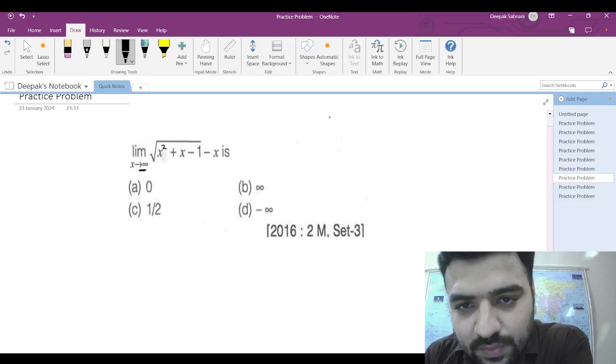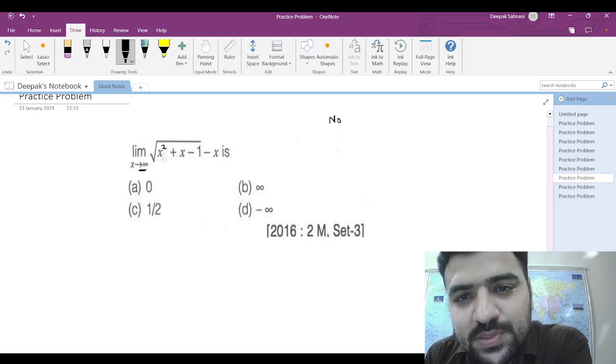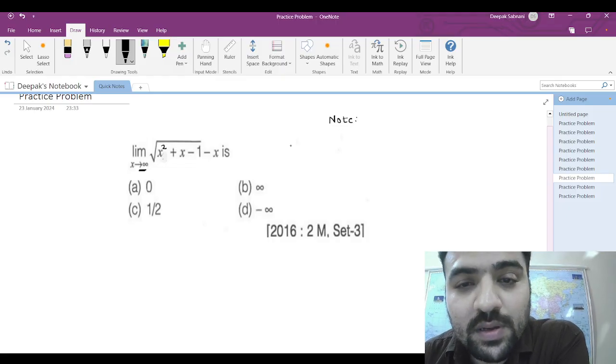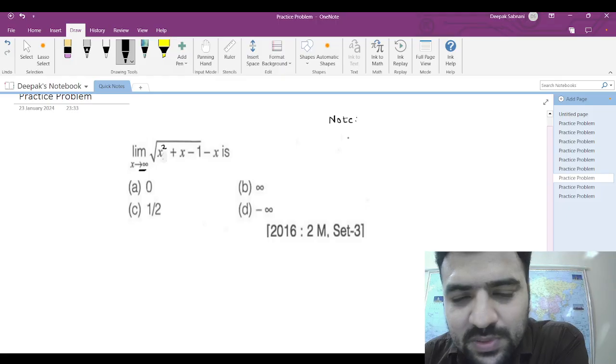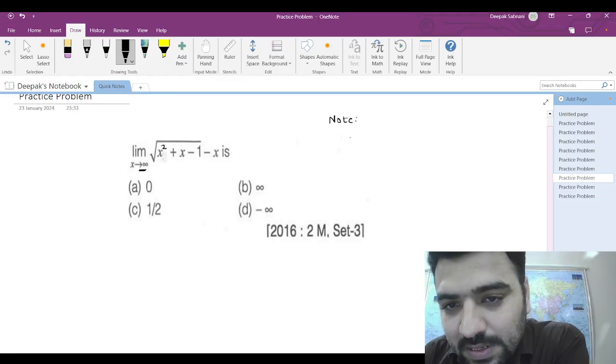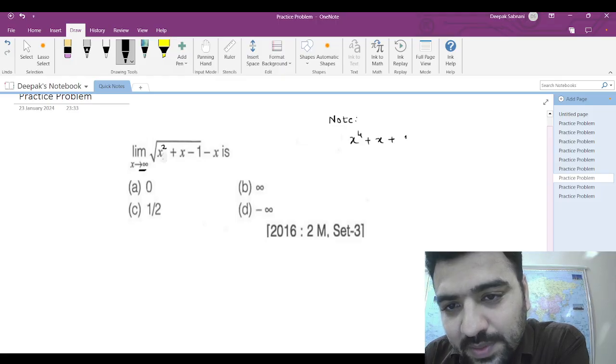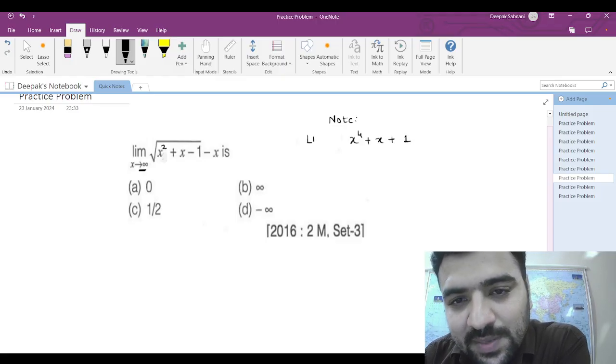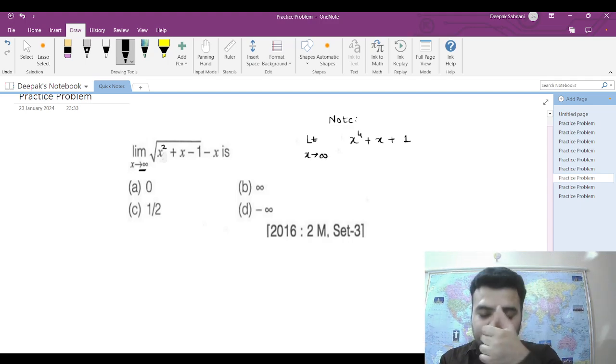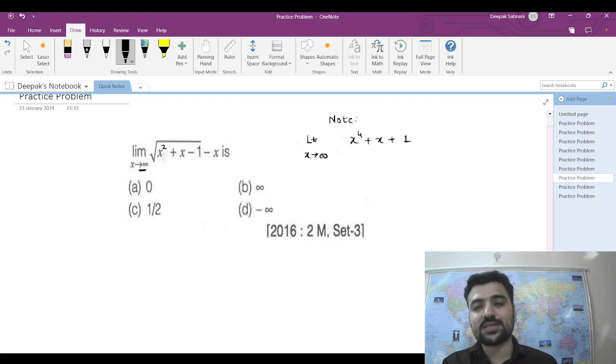When you are solving problems in which a limit approaches infinity, there is a very simple thing you can remember. Suppose an algebraic expression is given to you, let's say x to the power 4 plus x plus 1, and the limit of the variable x approaches infinity. Infinity is a very large number. When x approaches a very large number, we have to check which term is dominating. What do I mean by dominating?